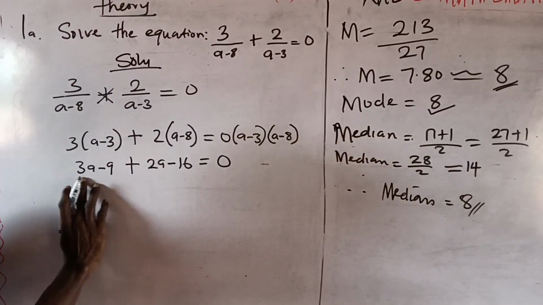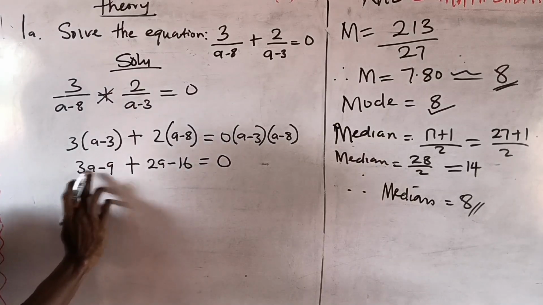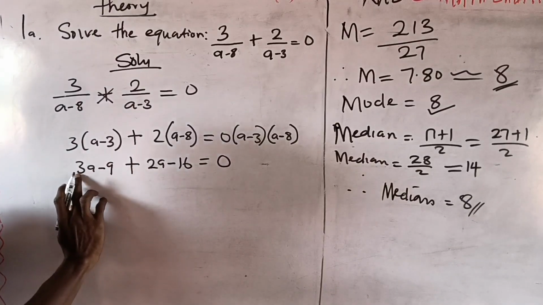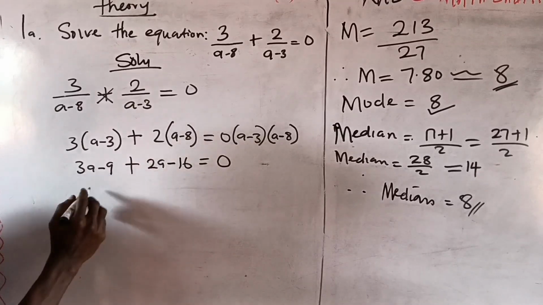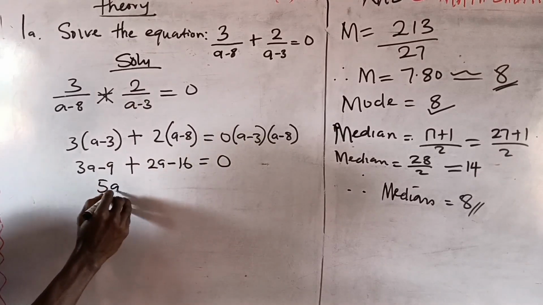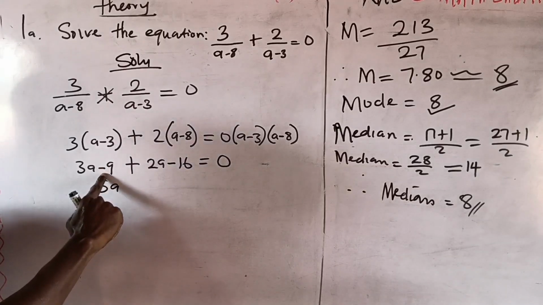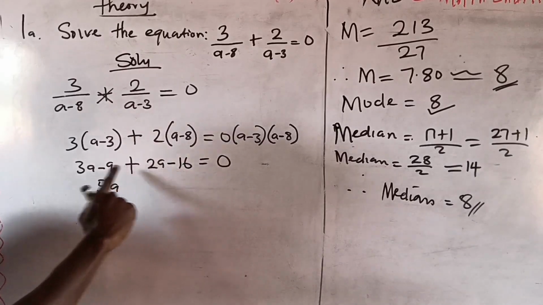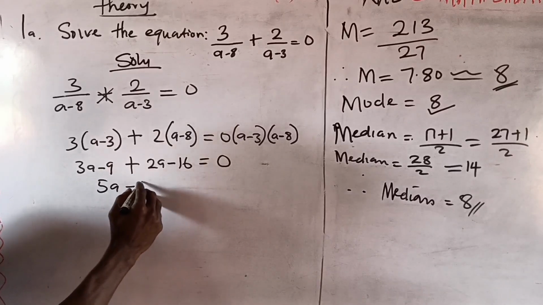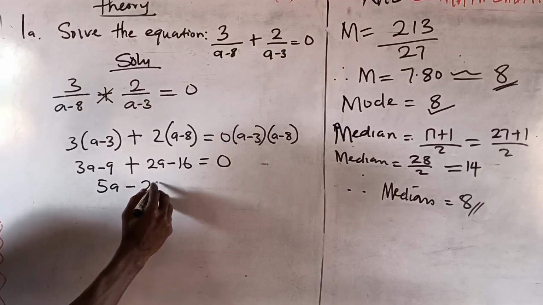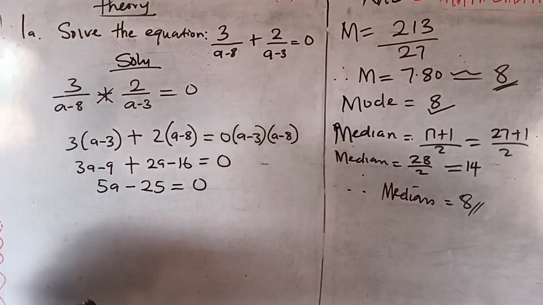So we collect like terms. This is 3a and this is 2a, so plus 3a and plus 2a. 3a plus 2a will give us 5a. This one is minus 16 and this is minus 9. So minus 16 and minus 9 will give us minus 25, equals 0. Are you following?